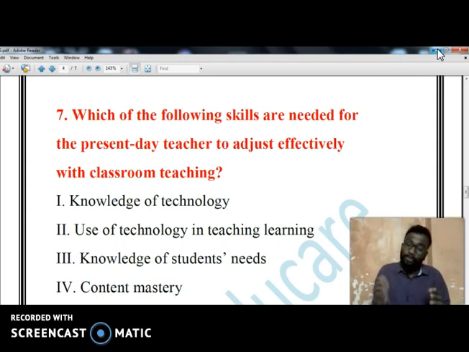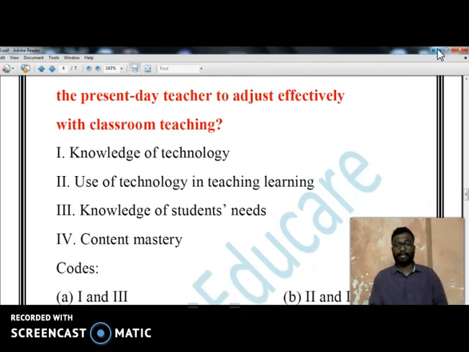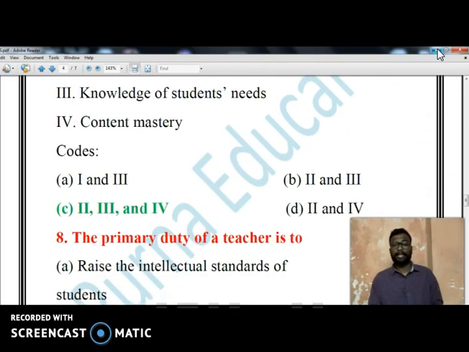In order to smoothly run the classroom environment, the teacher should possess a good amount of content mastery or subject knowledge. I hope you understood. So we require, yes, use of technology in teaching-learning. Option 3, it is knowledge or transfer means. And option 4, 2, 3, 4 are the correct answers. 2, 3, 4, option 3 is the correct answer. I hope you understood. Yes?